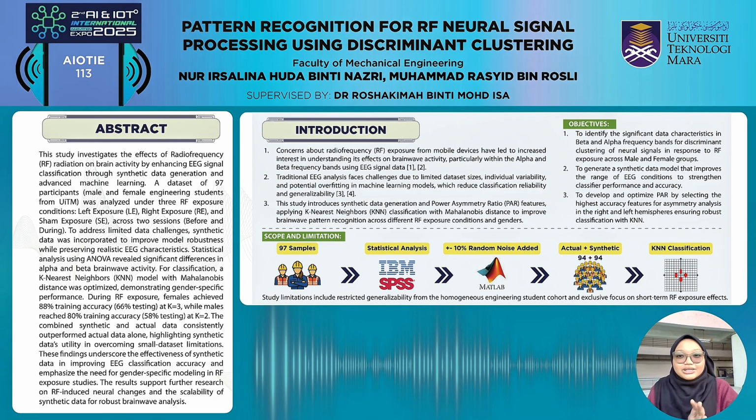For the scope of work for this project, I worked with 97 EEG samples from an engineering background. The samples were divided into three RF exposure groups. The first one is left exposure (LE), right exposure (RE), and then sham exposure (SE). The data went through statistical analysis using SPSS, and then I used MATLAB to generate synthetic data by adding ±10% random noise to the actual data. The actual and synthetic datasets were then combined, and KNN classification was applied to observe brainwave patterns under the RF exposure.